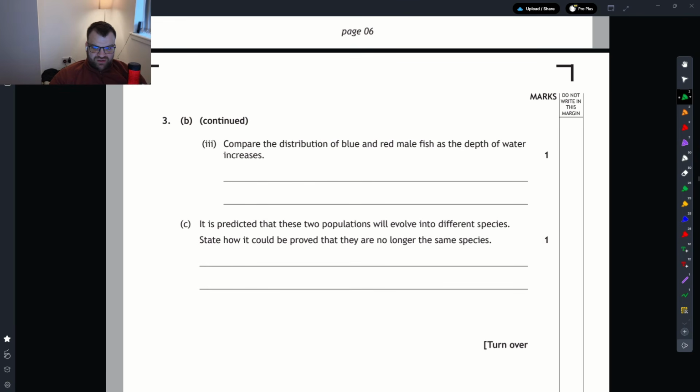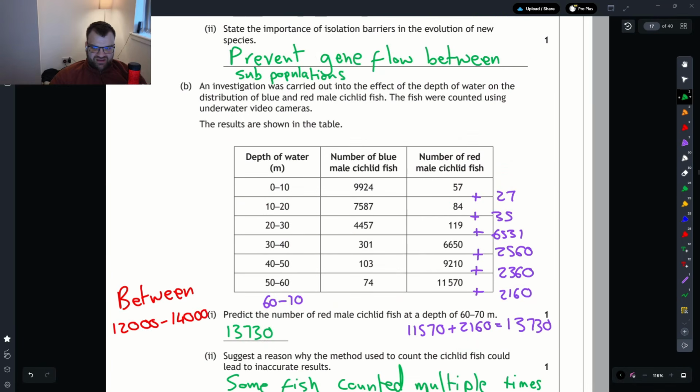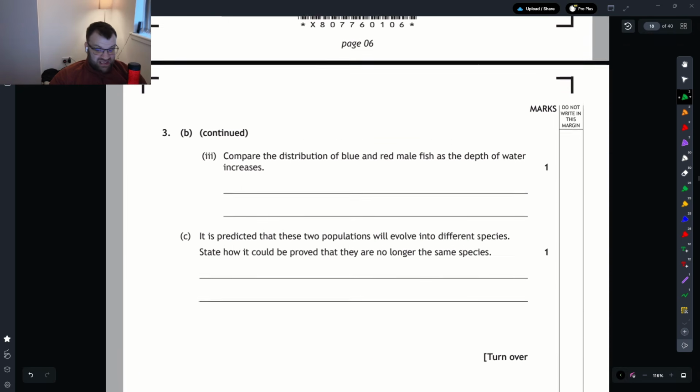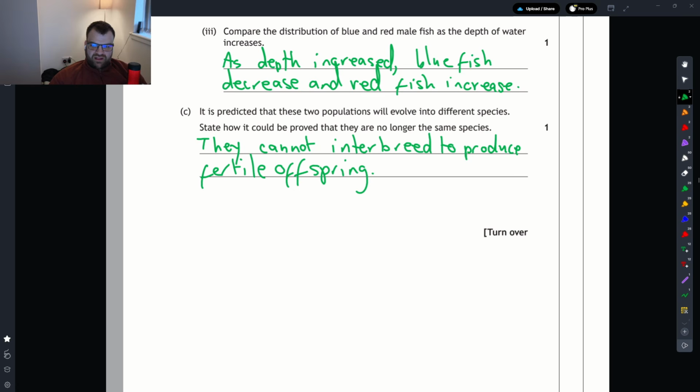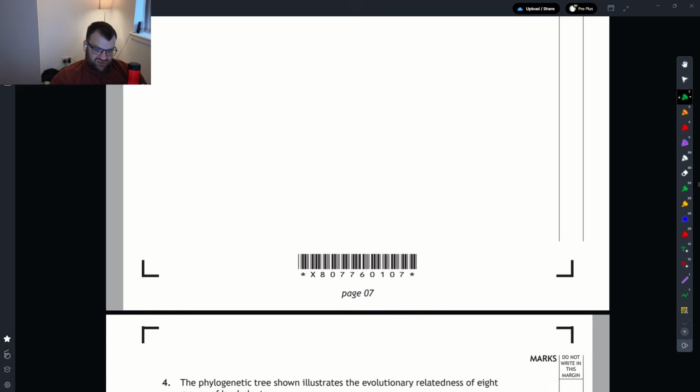Compare the distribution of blue and red male fish as depth increases. Well, as depth increases, the blue fish go down and the red fish increase. If they were now different species, they would no longer be able to interbreed to produce fertile offspring. Maybe DNA testing to see if there are big differences in their DNA, but it's the classic interbreed to produce fertile offspring, or do not.